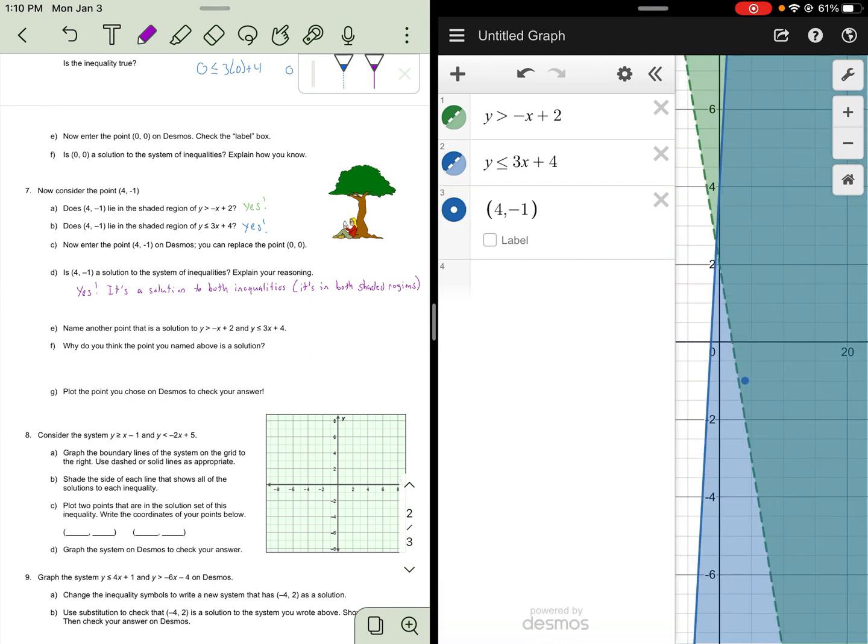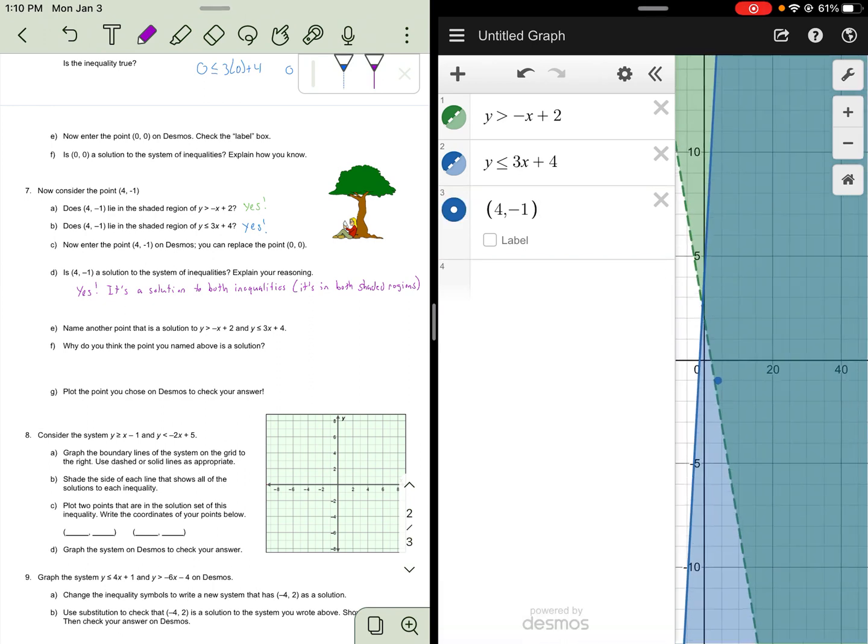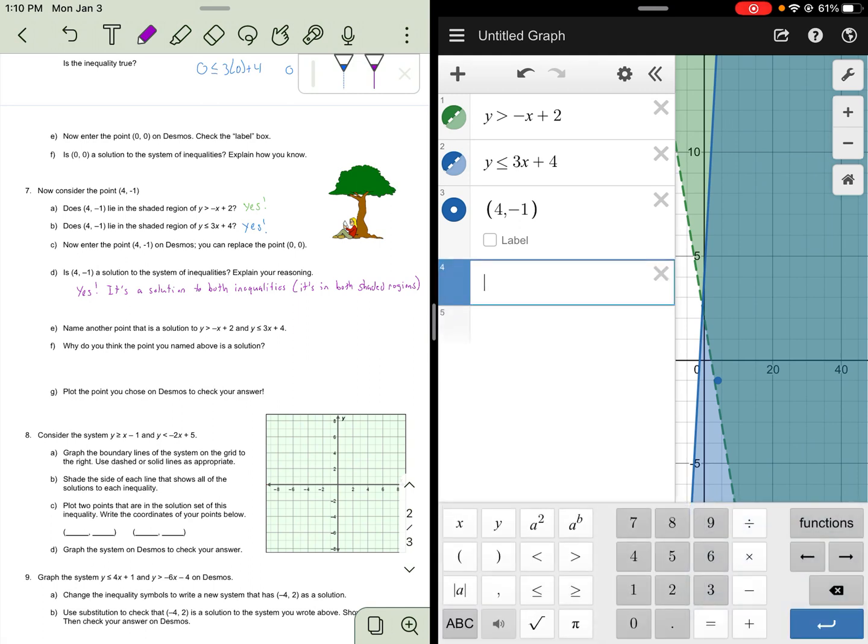So any point in this aqua color section here. I'll label one, but we could do (20, 0), for example. I'm only saying that because it's just one that I see. (20, 0). So see that green dot that just appeared? That is in the shaded region for both.